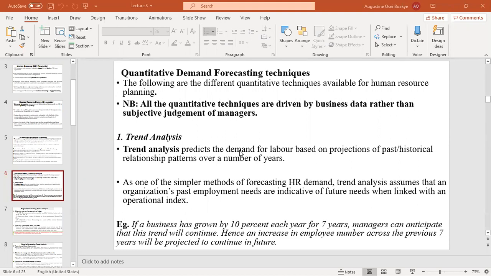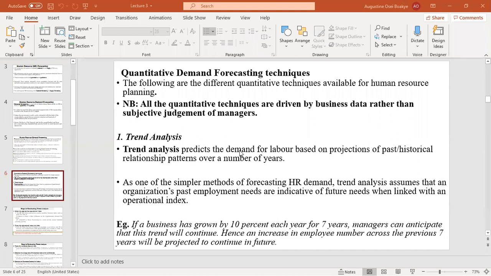Now, the cornerstone of all the quantitative techniques is that it is strongly driven by numbers, statistics, or data. It seldom makes use of subjective judgment. So the main distinction between the qualitative and the quantitative techniques is that unlike the qualitative forecasting techniques, which rely on the subjective judgments of managers running specific departments, the quantitative techniques use an objective approach. And when I say objective, it uses numbers and numerical data to make the futuristic projections.